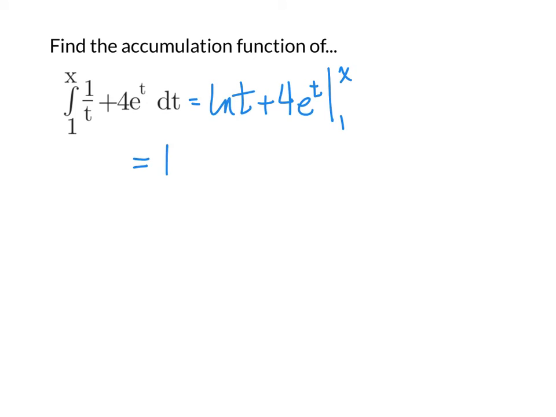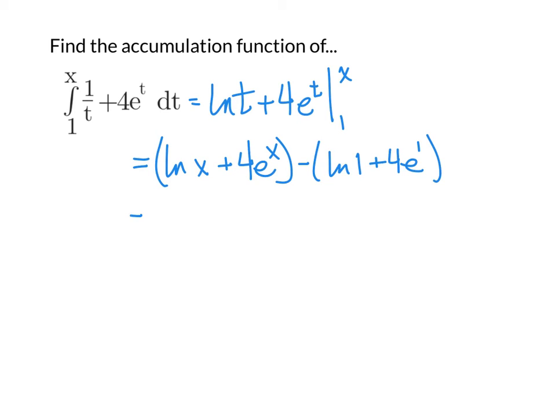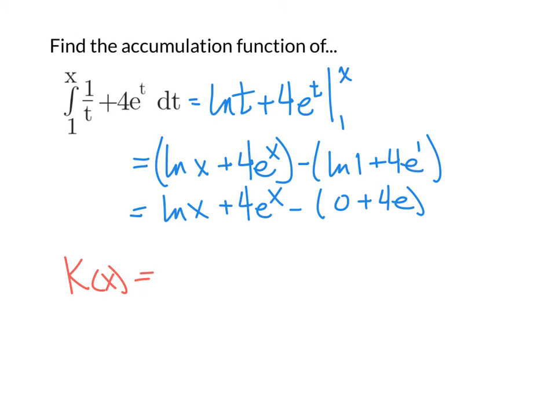So first, plug in x, natural log of x, plus 4e to the x. And then we'll plug in 1, natural log of 1, plus 4e to the 1. Simplifying, everything that has an x in it continues to have an x in it. There's nothing to do to simplify that. But natural log of 1 is 0, and 4e to the first is just 4e. That means that our accumulation function, maybe I'd call it k of x, is natural log of x plus 4e to the x minus 4e.